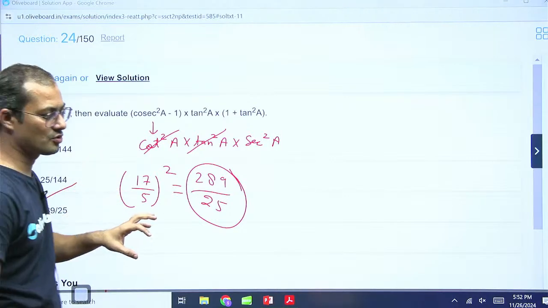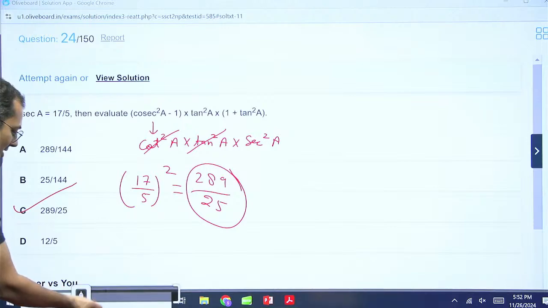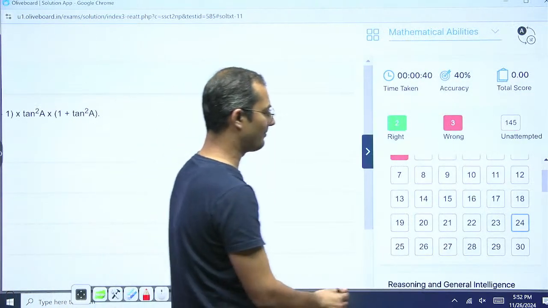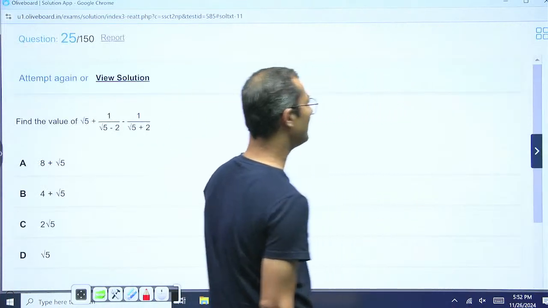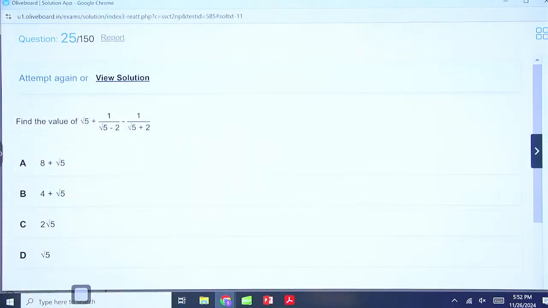So your focus should be on these questions, right? Whenever you find calculative questions, just ignore them and try to do them in the last. Tell me what is the answer of this question. Yes, please. What is the answer of this question?